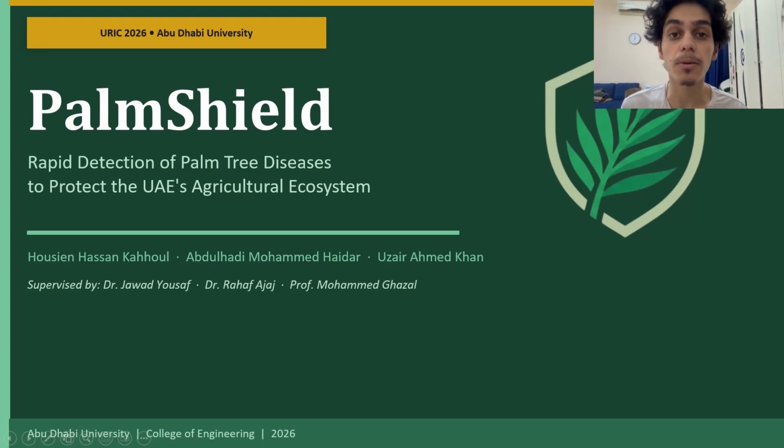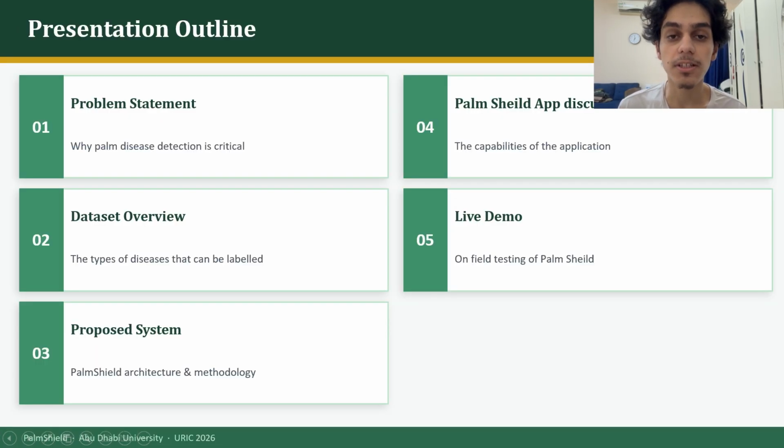Today I'm going to be talking about PalmShield, an AI integrated framework for identifying date palm tree health. In this presentation, we will be talking about the problem and how it impacts us all. We will be talking about the solution to our problem and an on-field testing of our solution.